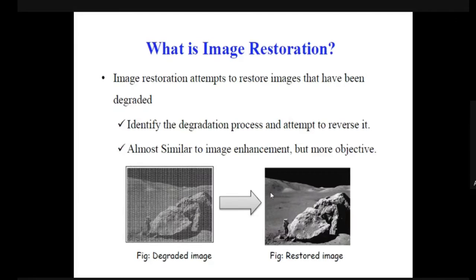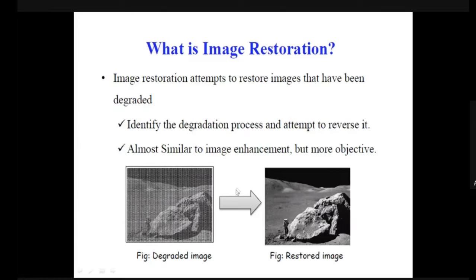Next comes image restoration. Image restoration attempts to restore images that have been degraded. Here we identify the degradation process and attempt to reverse it. For example, this is a degraded image, and we want to find out how it was degraded. If there is noise in it, we will understand what type of noise it is and reverse that process. We remove the noise using a filter and restore the image. This process is called image restoration.